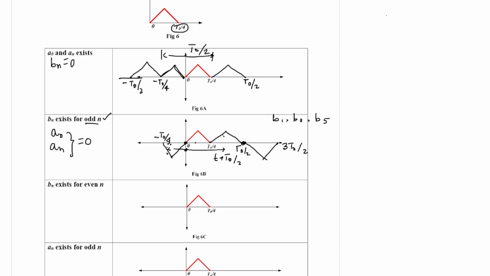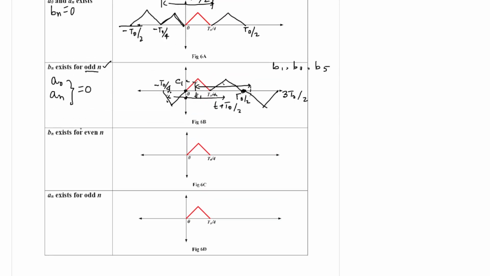Again, if you consider another time T1, this is producing this value, let us say C1. If you consider T1 plus T0 by 2, it will be giving a negative value, that is minus C1. So this will be the correct representation for this case, Bn existing only for odd n.